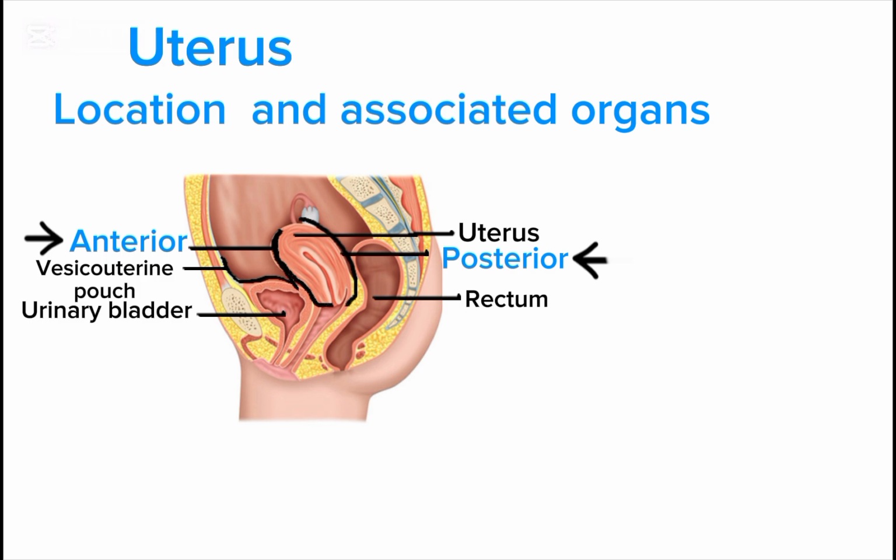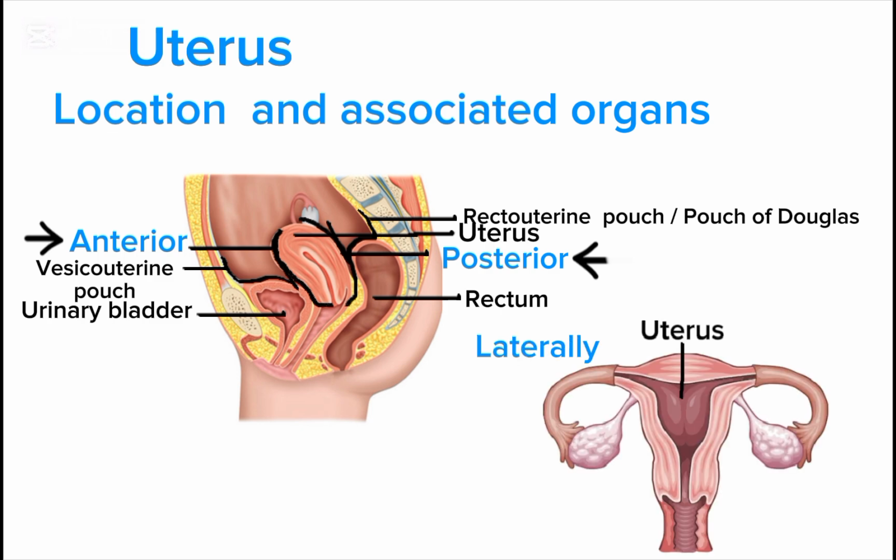Posteriorly, uterus is present in front of rectum. Again, peritoneal pouch is formed there between the posterior side of uterus and rectum, known as recto-uterine pouch or pouch of Douglas. Laterally, uterus is connected to the fallopian tubes. Inferiorly, its lowest segment, that is known as cervix, directly opens into the vagina.